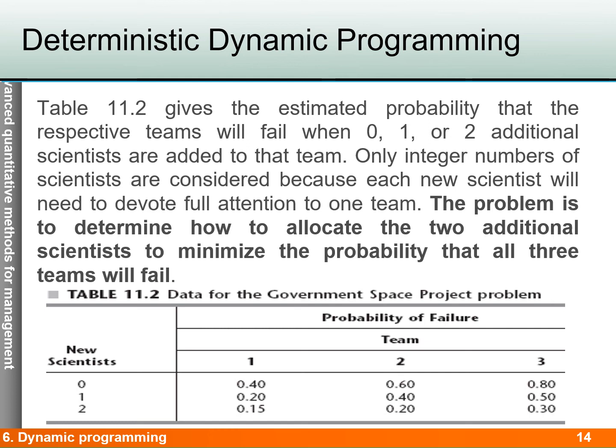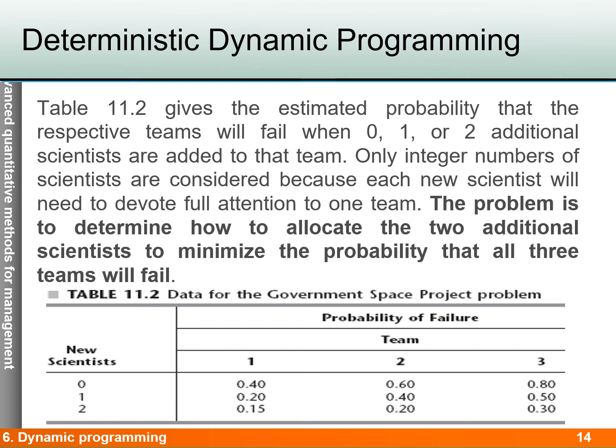The problem is to determine how to allocate the two additional scientists to minimize the probability that all three teams will fail. As you remember, without these two scientists, the probability of failure of three teams was the multiplication of three of them, 0.4, 0.6, and 0.8. That was 0.192.